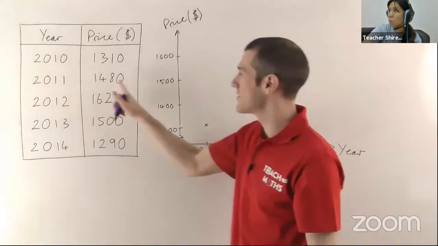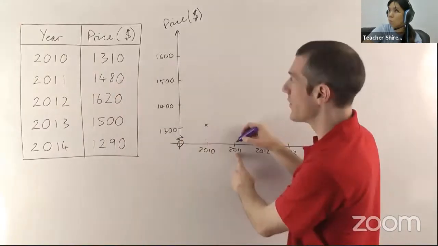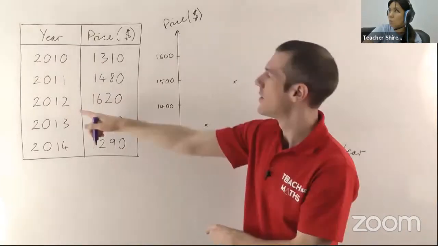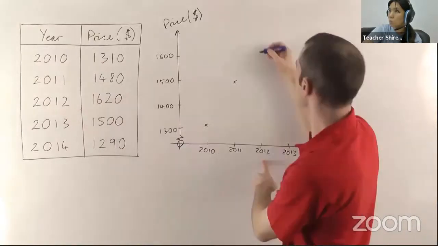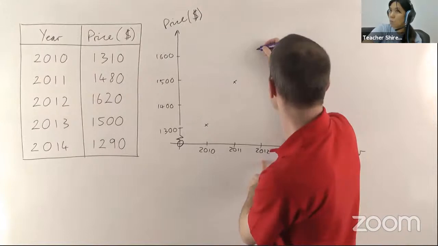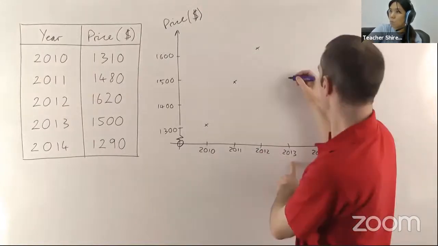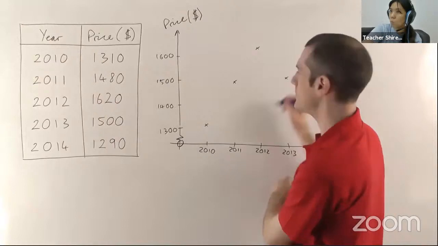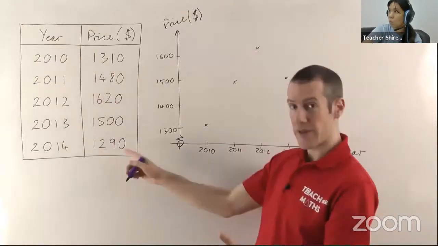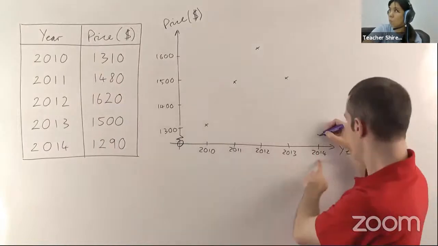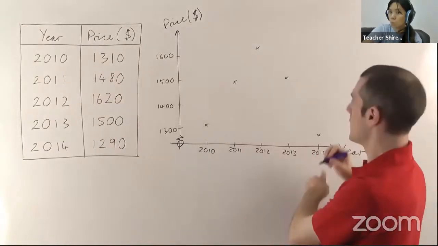So 2011 should be 1,480, so more or less that's going to be about there. 2012, 1,620, so that's just above the 1,600 point there. 2013 is 1,500, so that goes bang on that one. And finally, 2014 is 1,290, so it's going to be just shy of the 1,300 one over there. So that's my line graph.